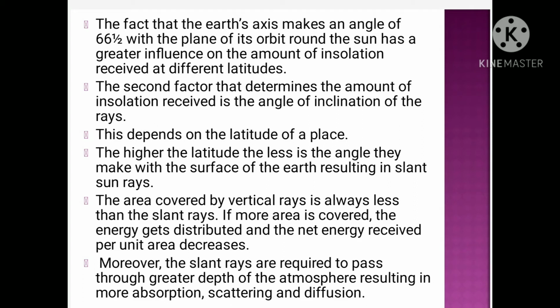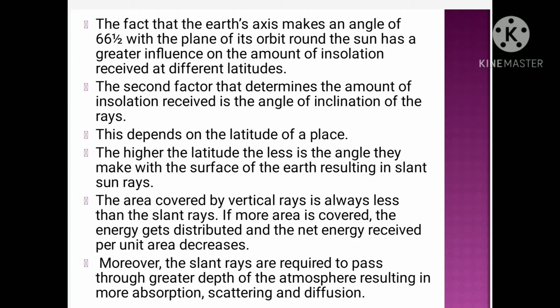So basically, the rotation of the Earth also affects the insolation because Earth makes an angle of 66.5 degrees with the plane of its orbit around the Sun, which has greater influence on the amount of insolation received. Second one is the angle of inclination at different latitudes. As we all know, at the equator and tropical areas, the sun rays are vertical, and because of this the insolation received is maximum, whereas the rays get slant when moving towards the higher latitudes or the polar areas. So because of that, the insolation received is less.